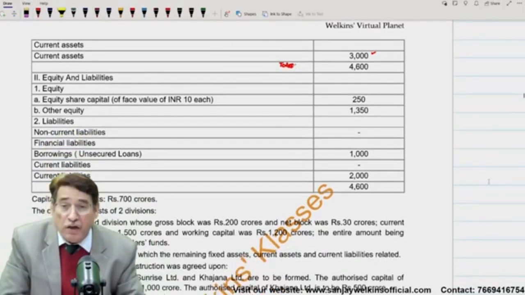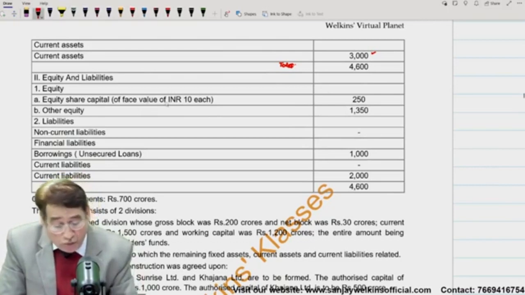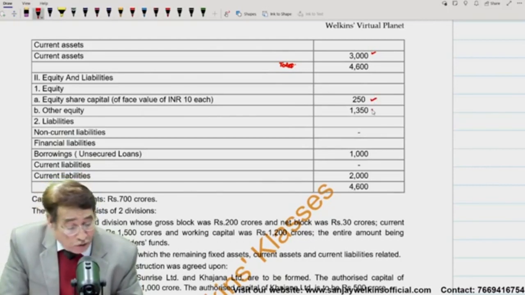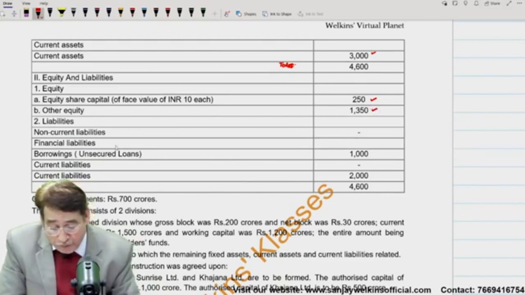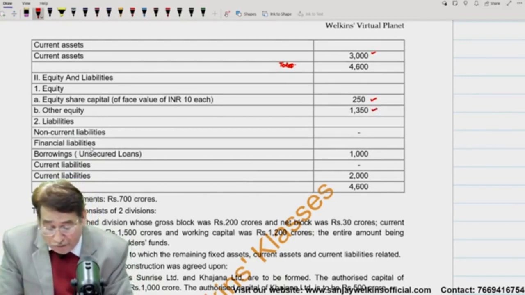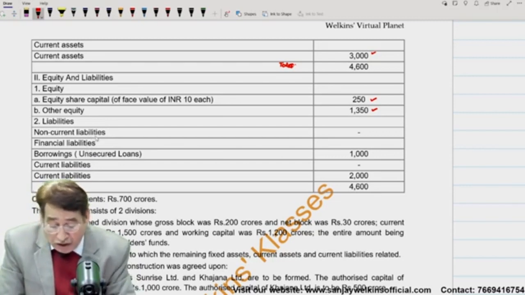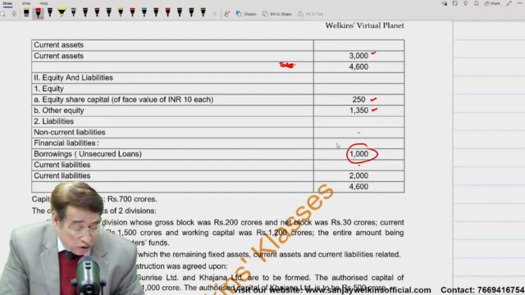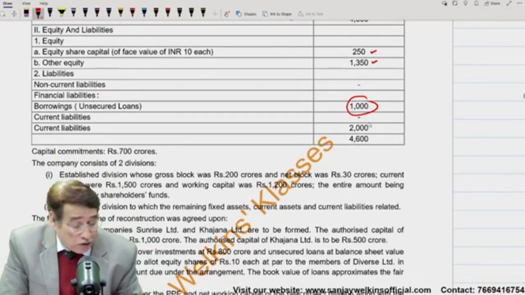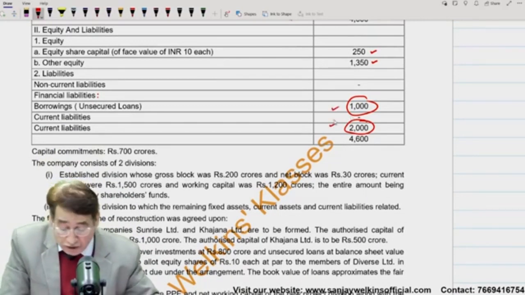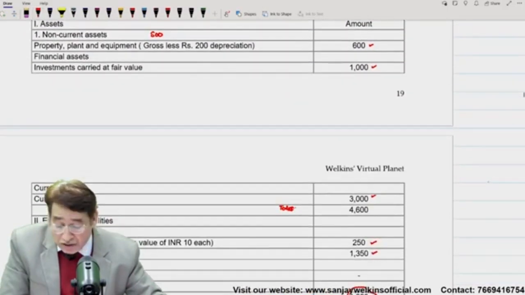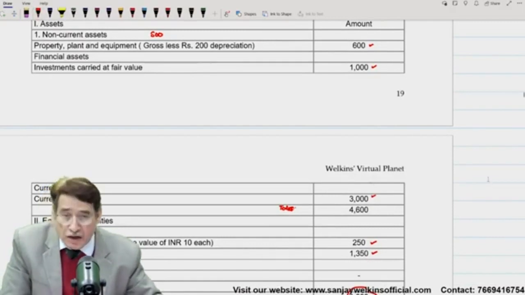Then further in this question we are given equity. Under equity we are given equity share capital 250, other equity 1350. Besides that, we have non-current liability in the form of financial liabilities, and under financial liability there are borrowings in the form of unsecured loan, equal to 1000. Then we also have current liabilities. As far as the liability side is concerned, only two items are there. And on the asset side, we have already come across three items: property, plant and equipment, investment and current assets.